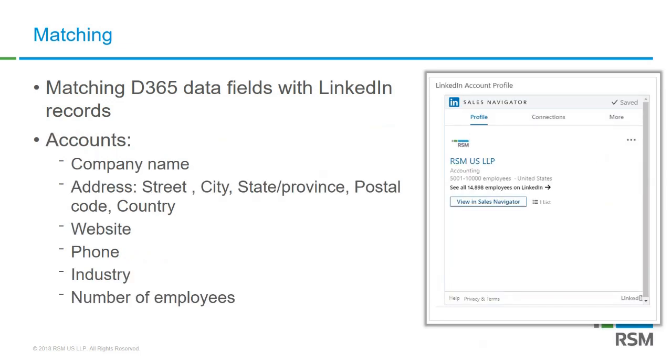Then we also have the matching for account records, and these are the fields that we're looking at when we're matching those: company name, the entire address, street, city, state, postal code, country, website information, phone, industry, number of employees. So you can see that this is very important, right? I think phone and website are very important as well, because those are very unique types of data that we can very quickly link up to the data in LinkedIn.